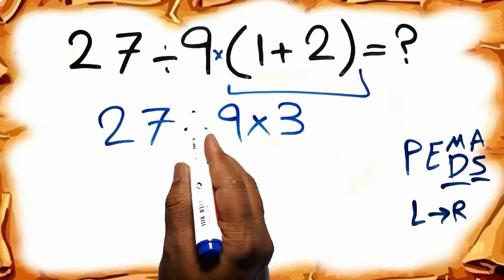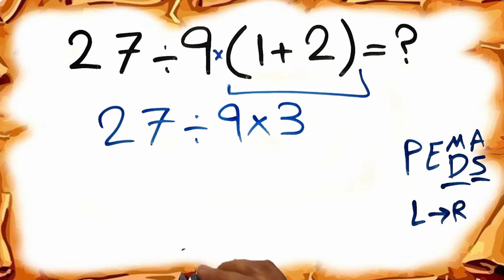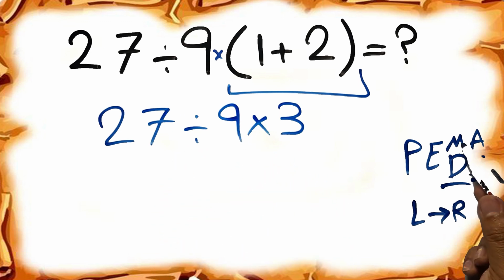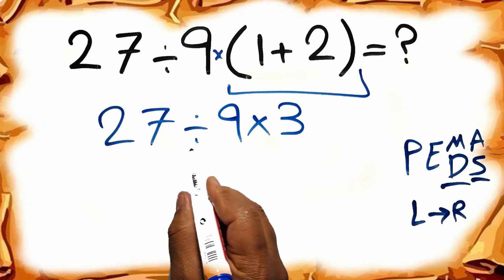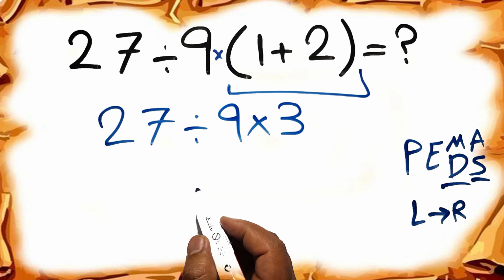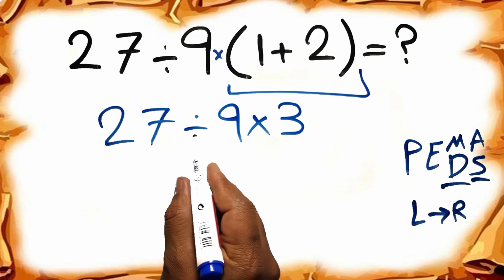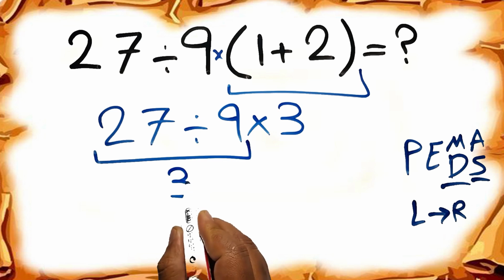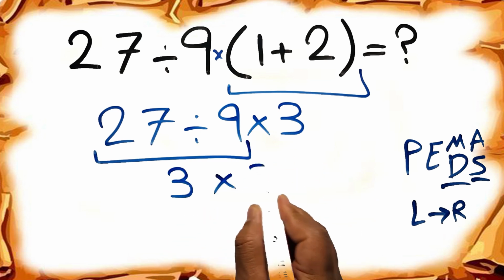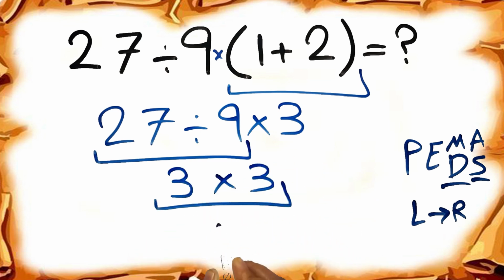Now we have 1 division and 1 multiplication. As I said, multiplication and division have equal priority and we have to work from left to right. So here first we have to do this division, then this multiplication. So first 27 divided by 9 which equals 3. So 3 times 3, which equals 9.